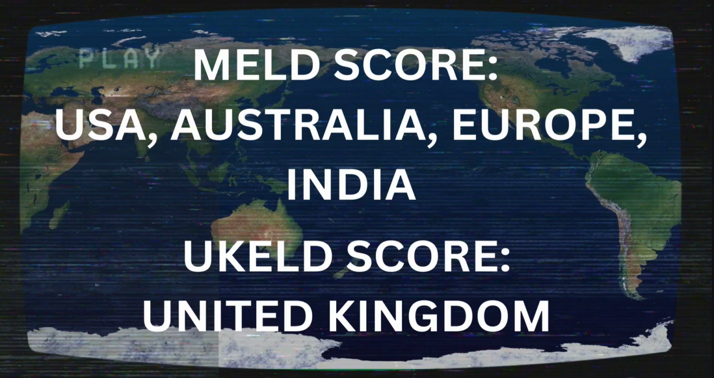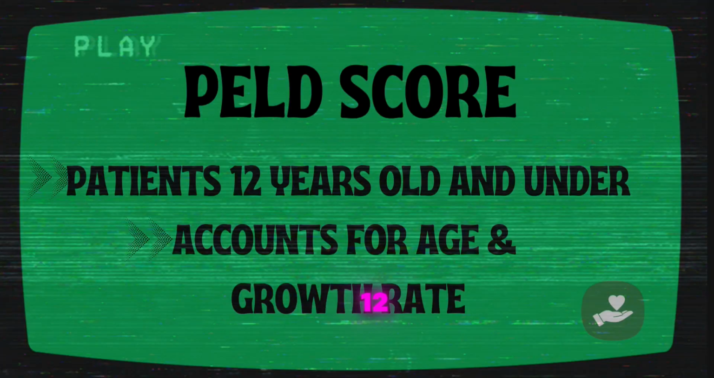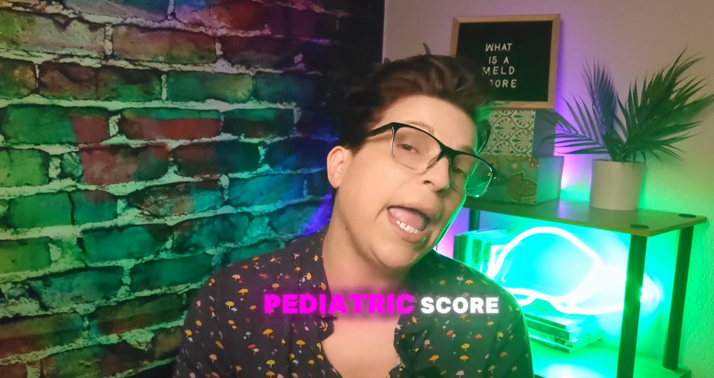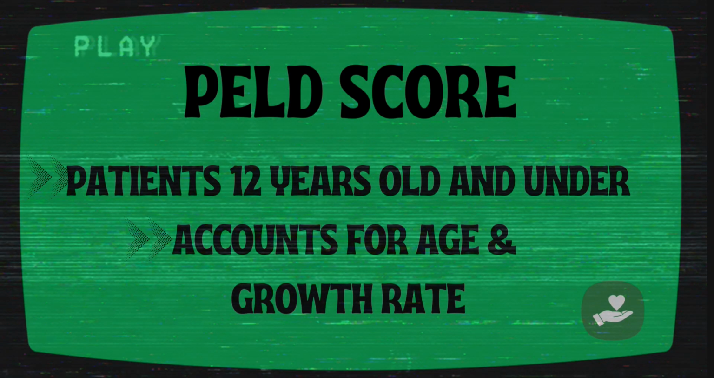And another thing to note is for liver patients under the age of 12, they use the PELD score, which is the Pediatric End-Stage Liver Disease score. And that is the same as the MELD score, except they also add in an age differential as well as a differential for growth rate.